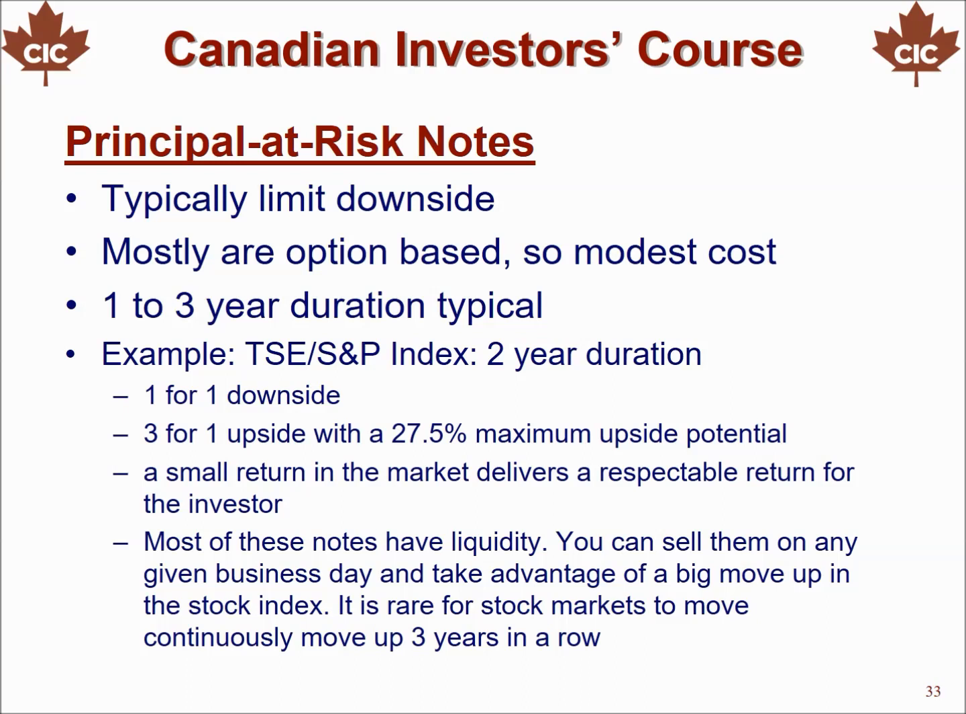Some of them have 1-for-1 downside. Some have 3-for-1 downside, with a maximum 27.5% downside potential. After that, you have full market risk. So the idea is that it protects you for the first 27.5% of a market correction. A small return in the market delivers a respectable return for the investor, however.